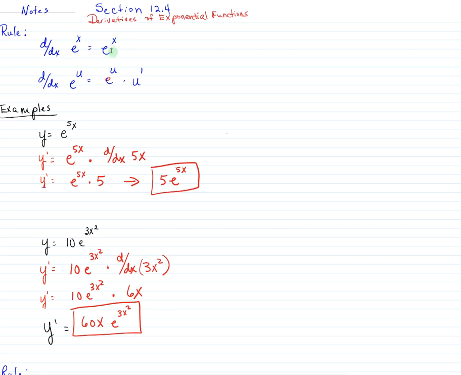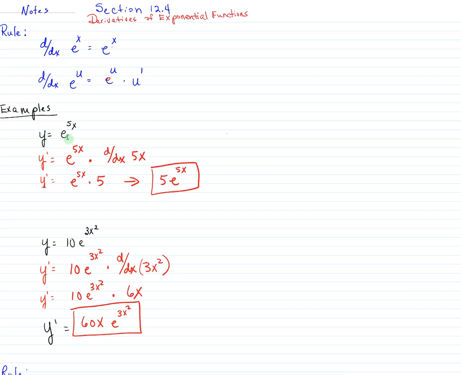That's an easy one. If you have the derivative of e to the u, that means anything other than plain old x. It could be 5x, it could be x squared, whatever. It's not a plain x. Then it's e to the u, whatever the original was, times u prime. So we'll see how that works. Let's look at a couple of examples.